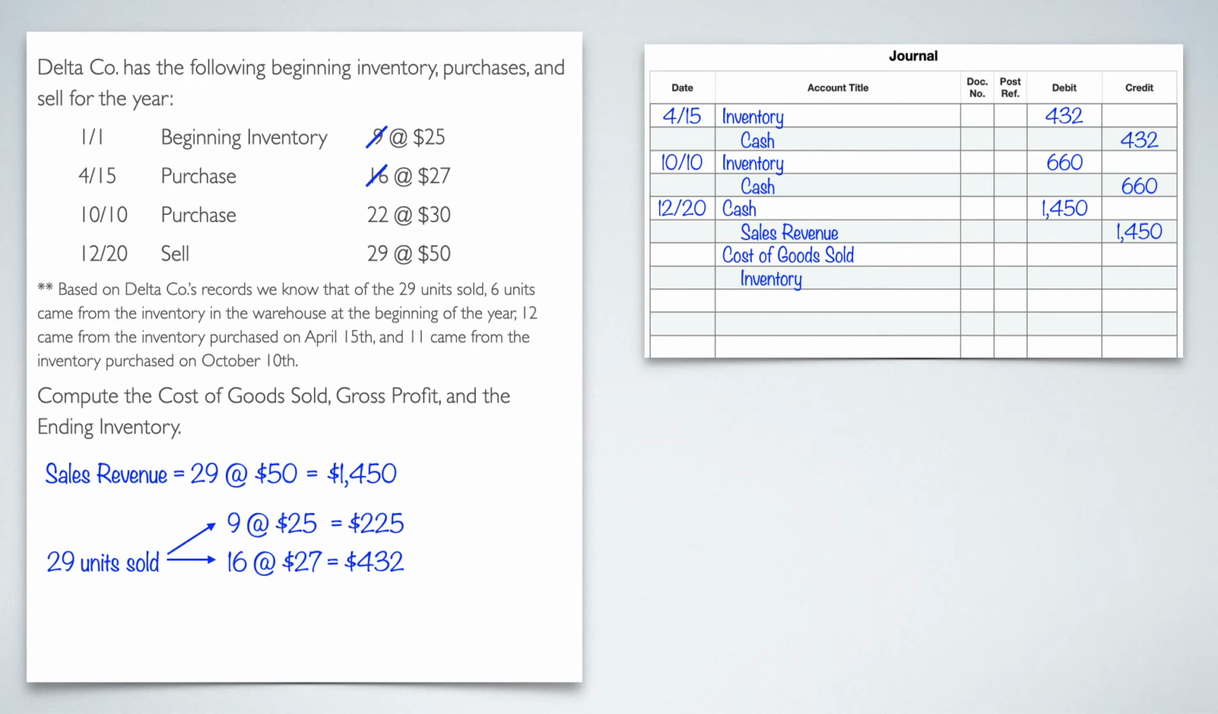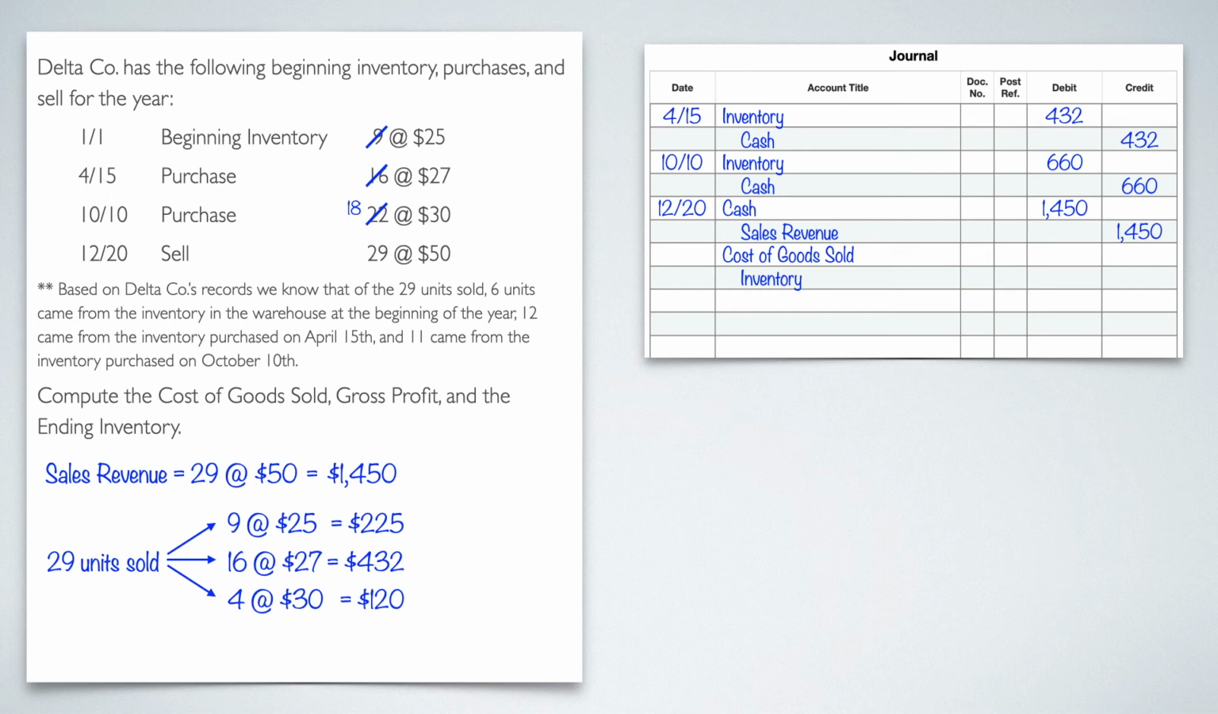Now, of the ones that I've expensed so far, the 9 and the 16, that's only giving me 25. I still need 4 more. So the place that I'm going to draw from next is the next purchase, and I'm going to pull 4 of those. That's going to give me my 29, and those 4 are going to be $30 a piece. Multiply that out, that's going to give me $120. Put a little slash through 22 because I don't have 22 anymore. Remember, we took 4 of those, so that's going to leave me 18.